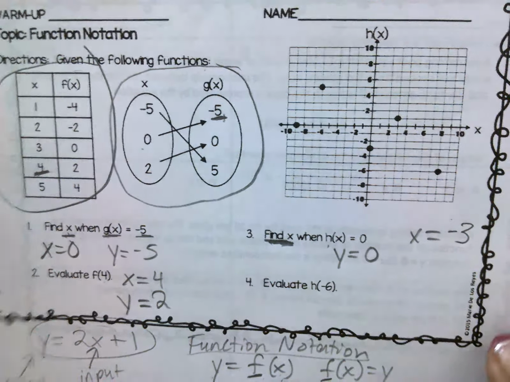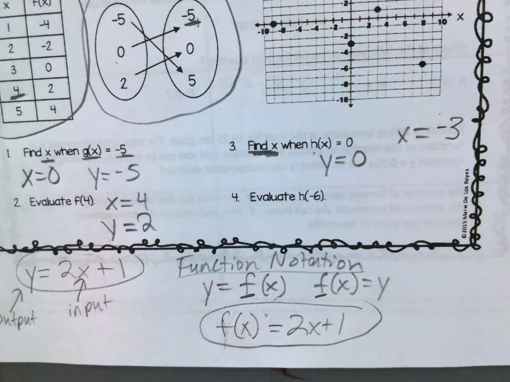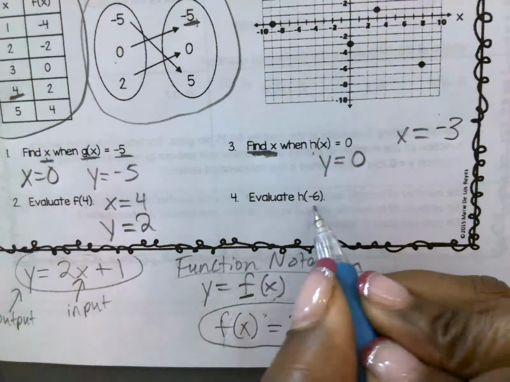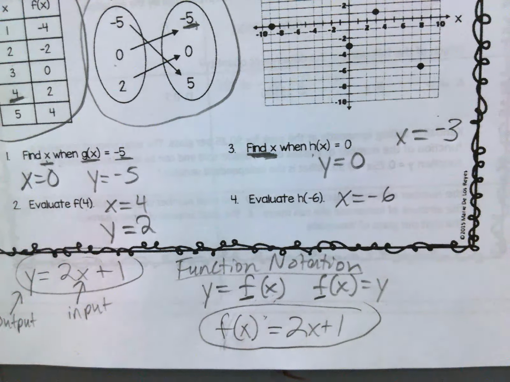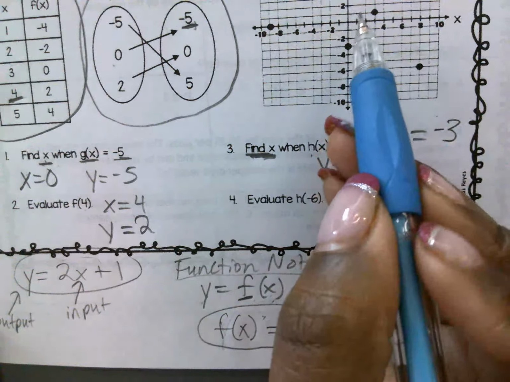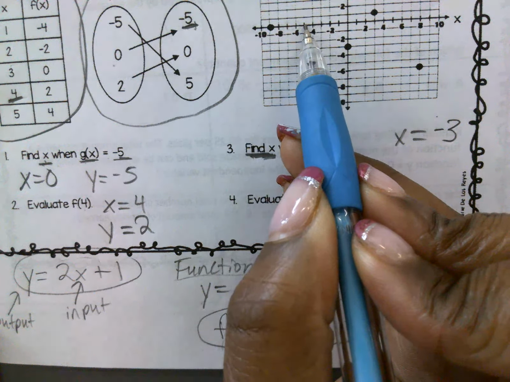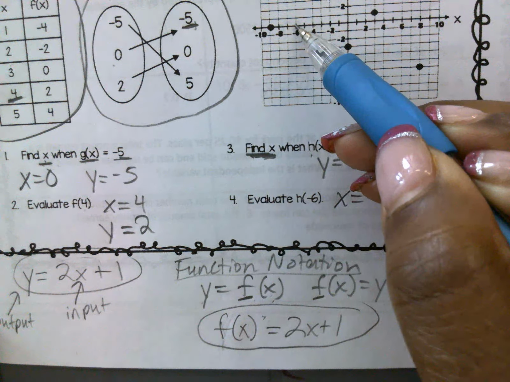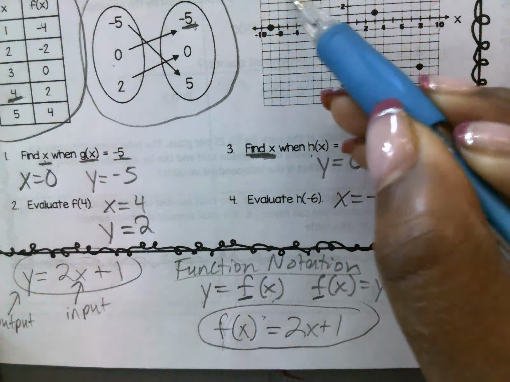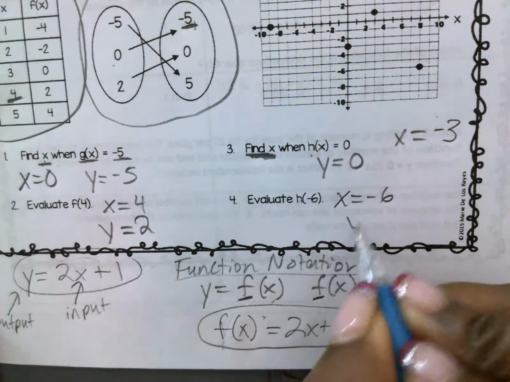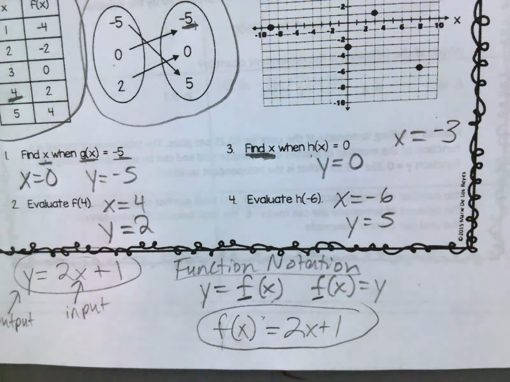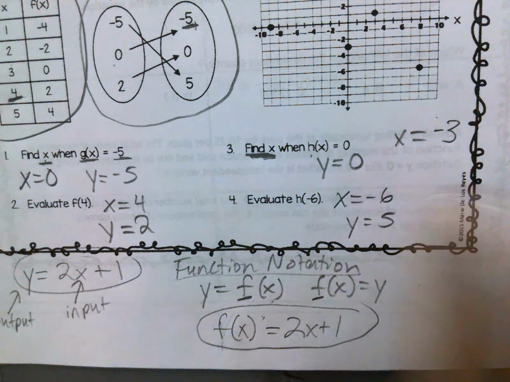Okay. Now let's see if you can do number 4. I'm going to pause to see if you can do that one. So this is telling us that x is equal to what? -6. So let's find -6 on the x-axis. This is 1, 2, 3, 4, 5, 6, right? And so this is where x is -6. So what's y? Y is 5. Raise your hand if you got that right on your own. Okay, good deal. We're going to practice it, so don't worry.